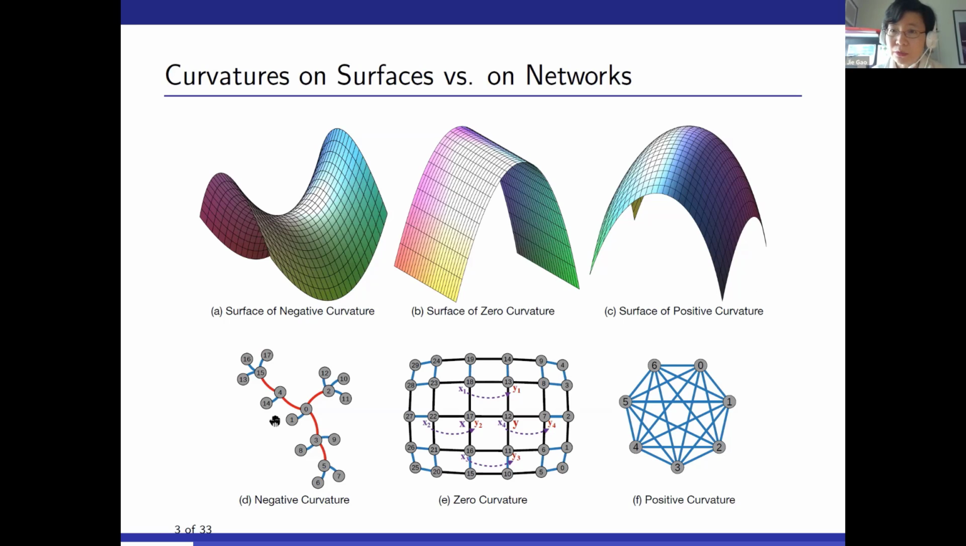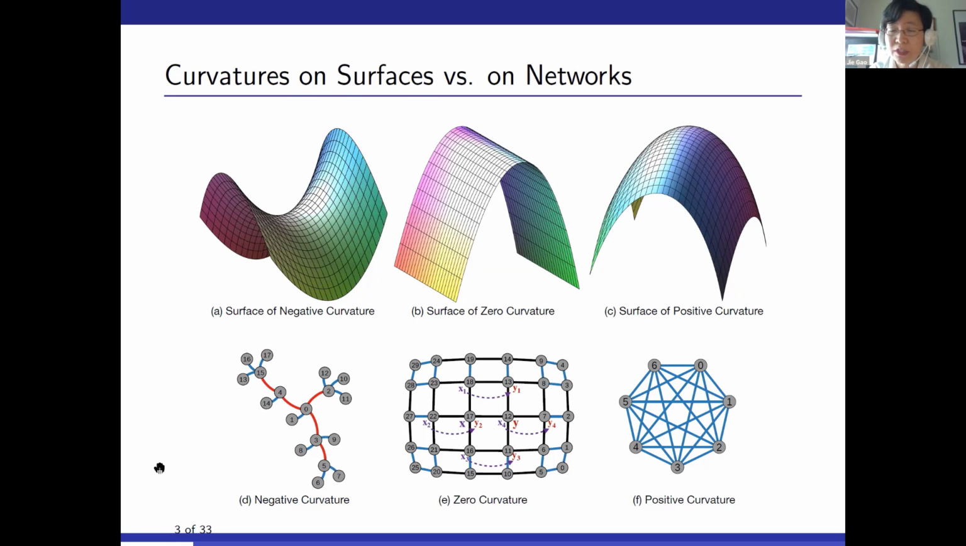So for a network that has a tree shape, the curvature is intuitively negative because, again, we experience this exponential growth. And for a grid, it behaves very much like a plane. So curvature intuitively should be zero. And for a complete graph, a well-connected graph, we expect curvature to be positive. And I'm going to explain the detailed definition that will match this intuition.